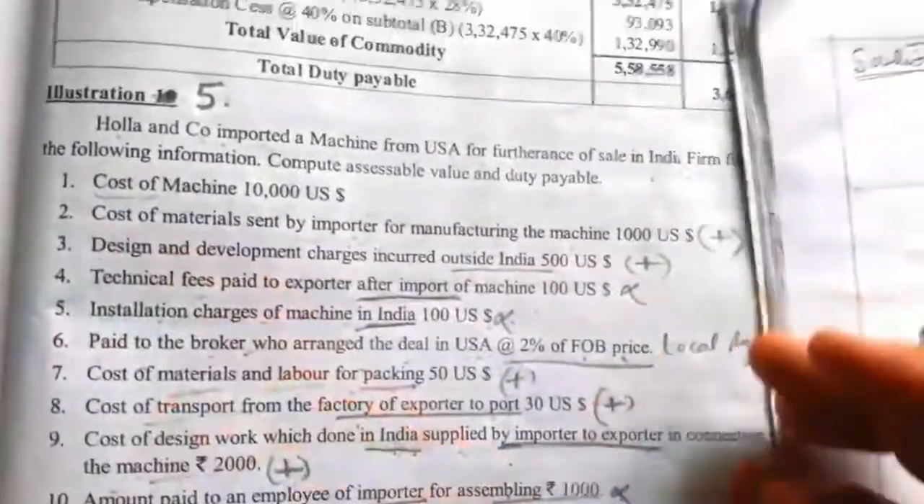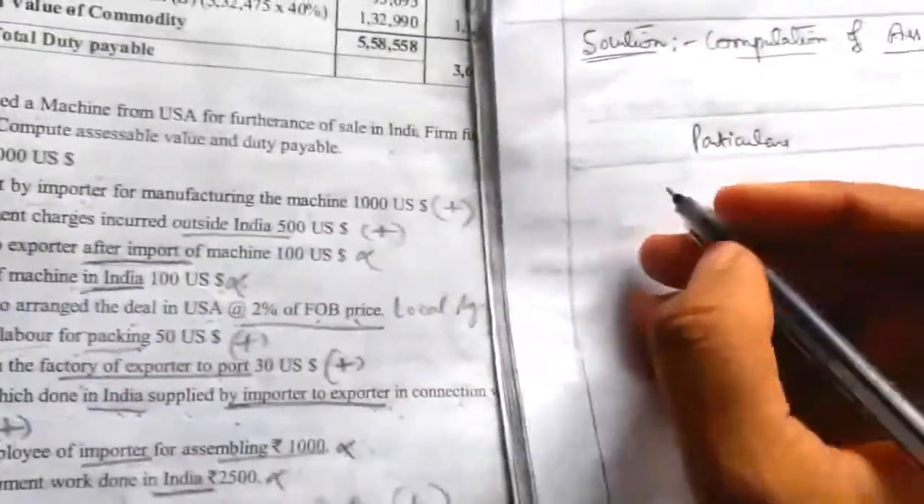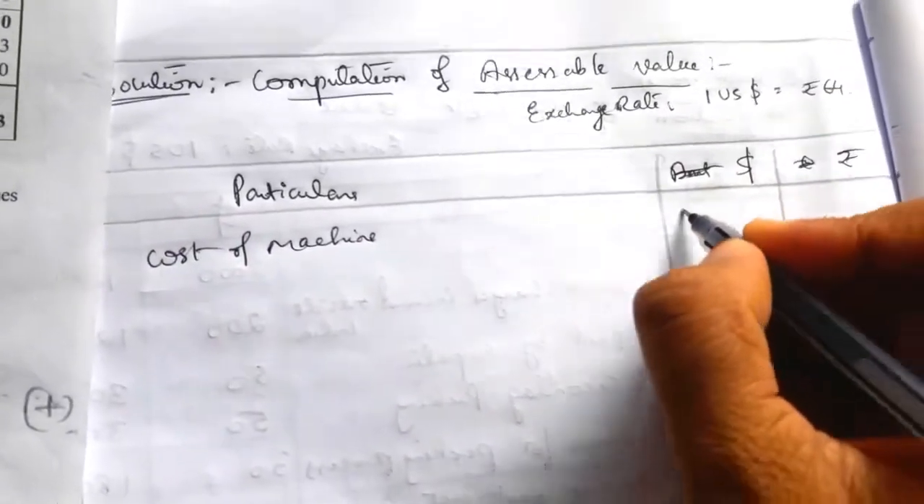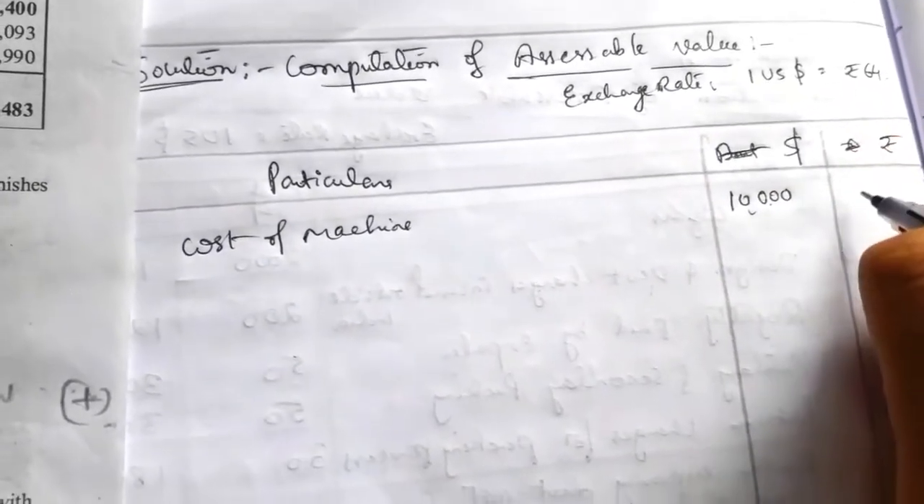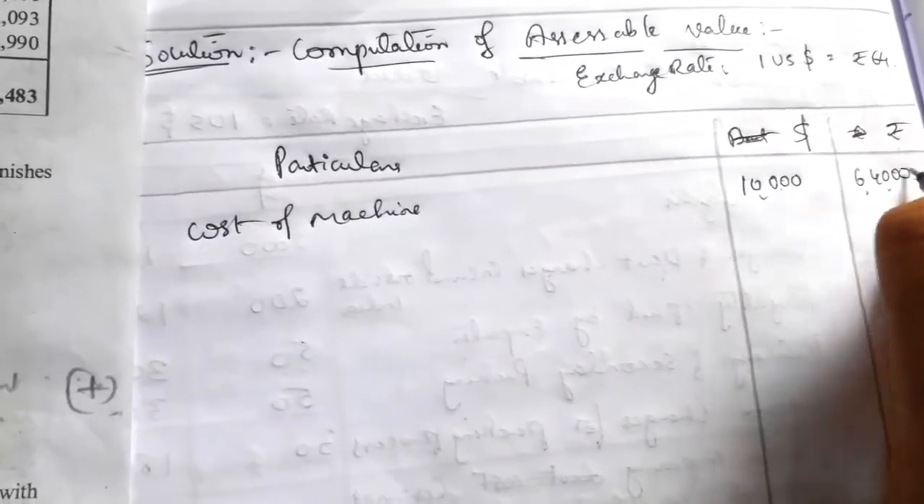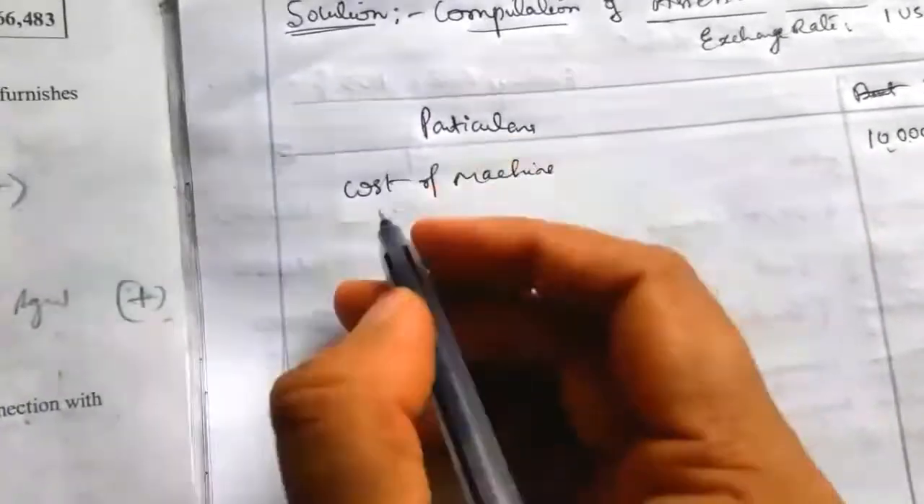The first one we have to take is the cost of machine, that is 10,000 US dollar. If you convert 10,000 into 64, it is equal to 6,40,000. Next we have to add the expenses incurred by the exporter. So we'll take one by one.